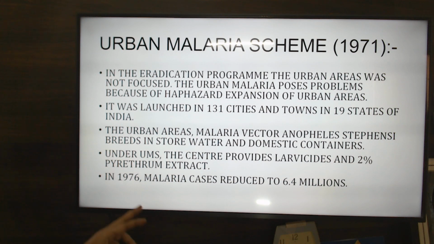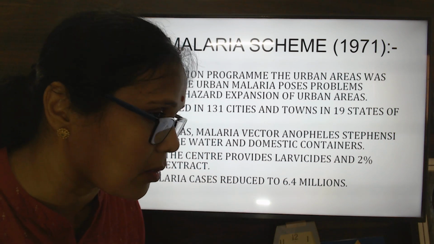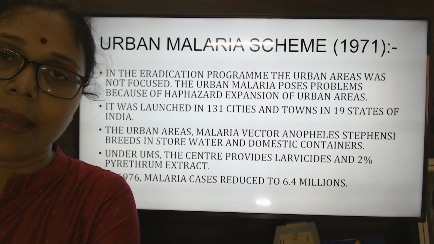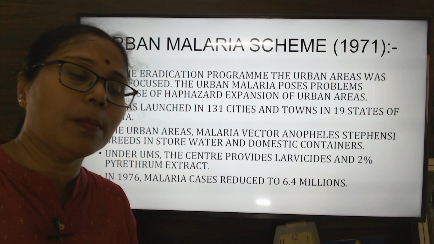malaria scheme. In 1976, malaria cases were reduced to 6.1. Again, by this scheme, the malaria cases were reduced to 6.4 million cases.